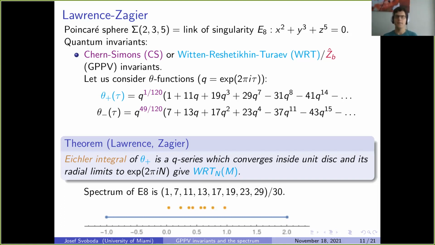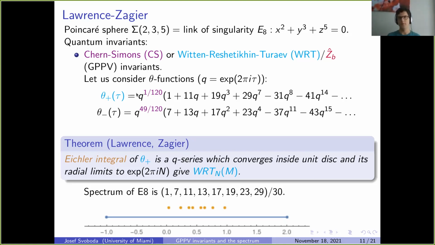And this is the first observation. And the second observation is that if you add this function theta minus, then those two functions together as a vector have very nice modularity properties. They form a vector valued modular form for the full SL2Z group. I'll talk about this later. So they form some nice modular forms.